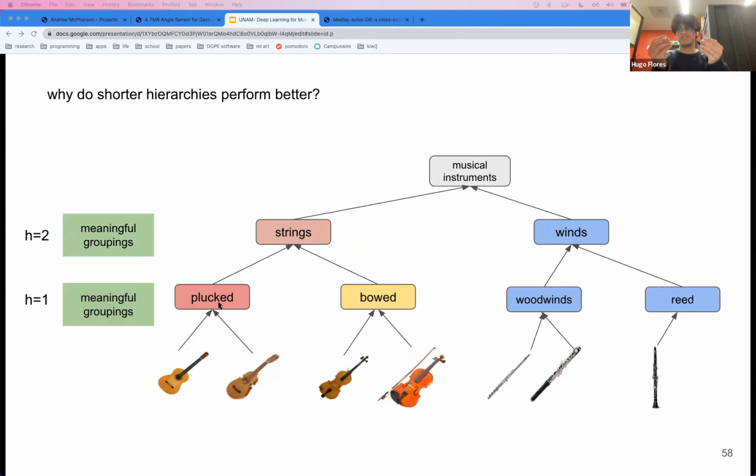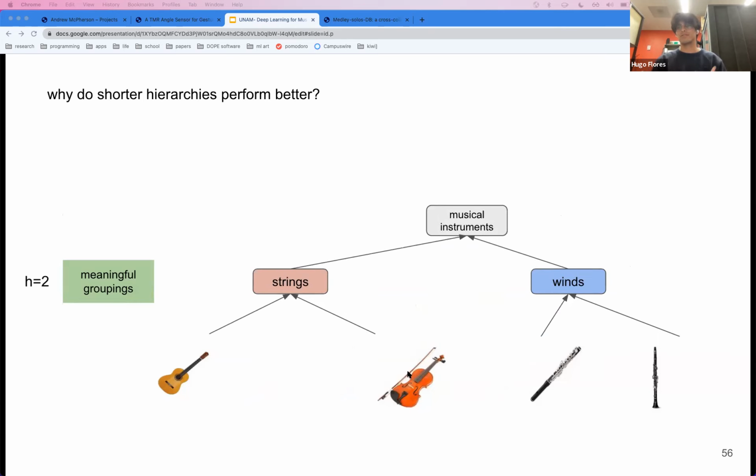So the plucked instruments, there's the Puerto Rican cuatro and the guitarra, those can be aggregated together, and then the viola and the violin, Spanish, English, can be aggregated together, and you can keep doing that as you go up the tree. So deeper trees are better if you have more instruments, but because we only had 12, it was usually the case that we ended up like this. So this kind of method did better.